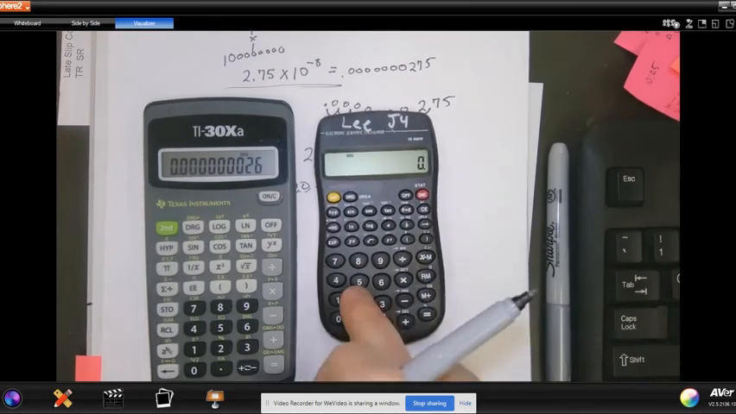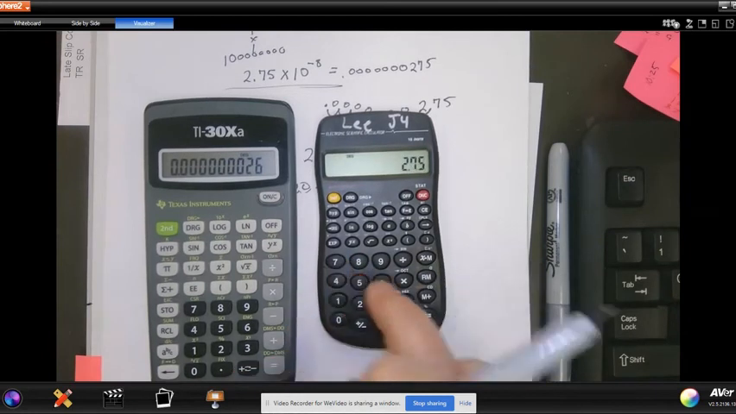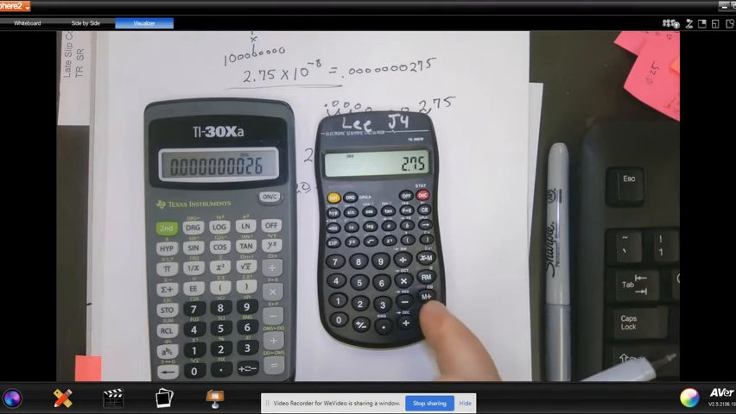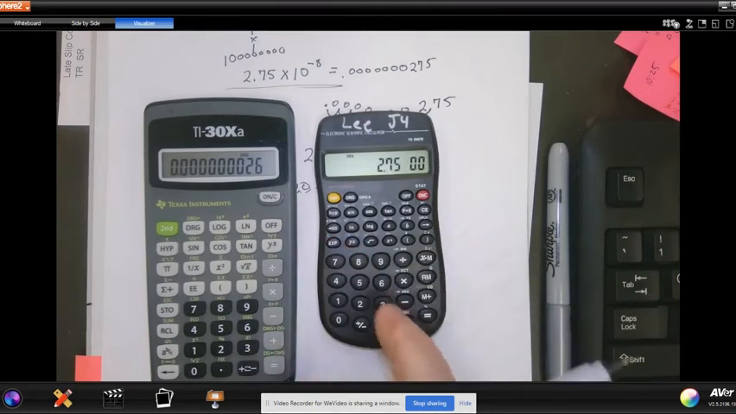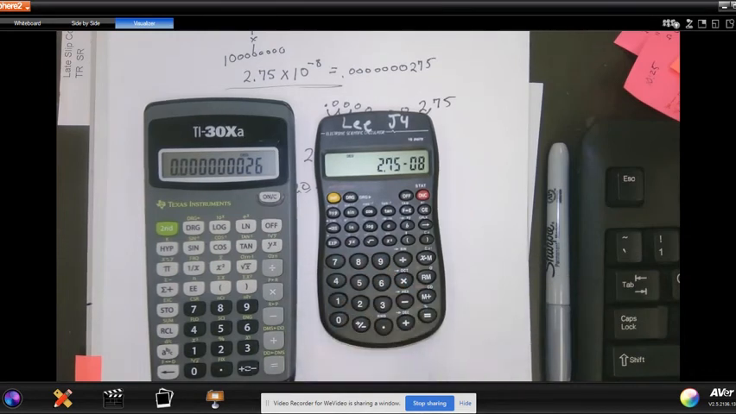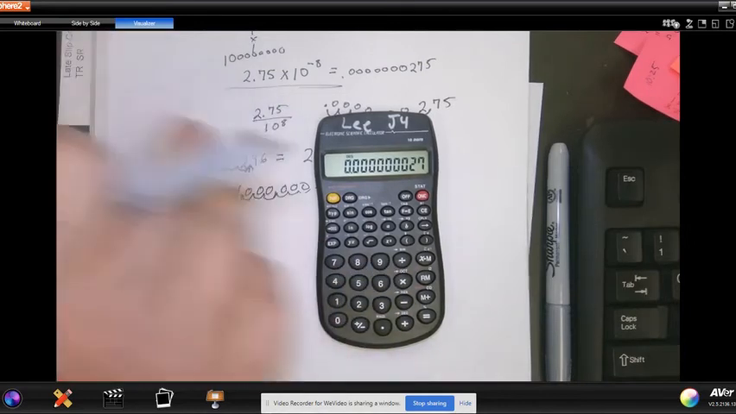Kind of the same thing on this one, 2.75. I think I've been saying 2.57. 2.75, hit the exponent, and 8, and then hit the negative, and it's going to give you that really, really, really small number. All right.